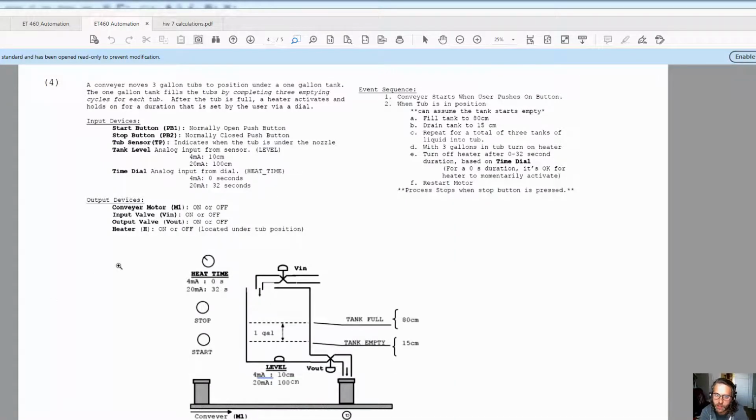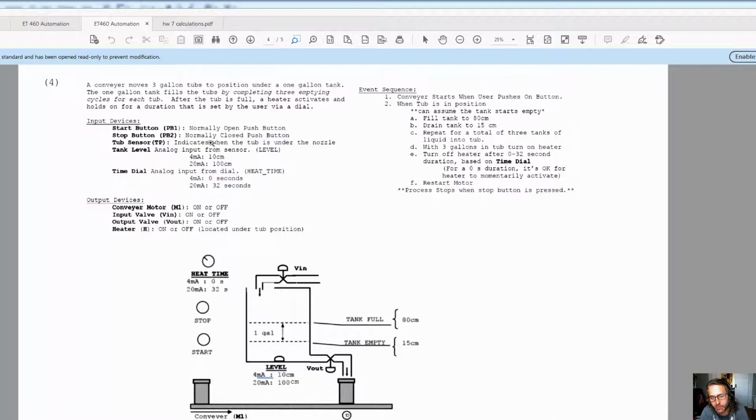We will move on to the very last part of this, problem number 4. This is a variation on the combination tank and tub problem we did before, but I added a twist here. Now there is a controller, a control dial for heat time. What does that mean? So let's take a look and definitely attempt this one on your own.